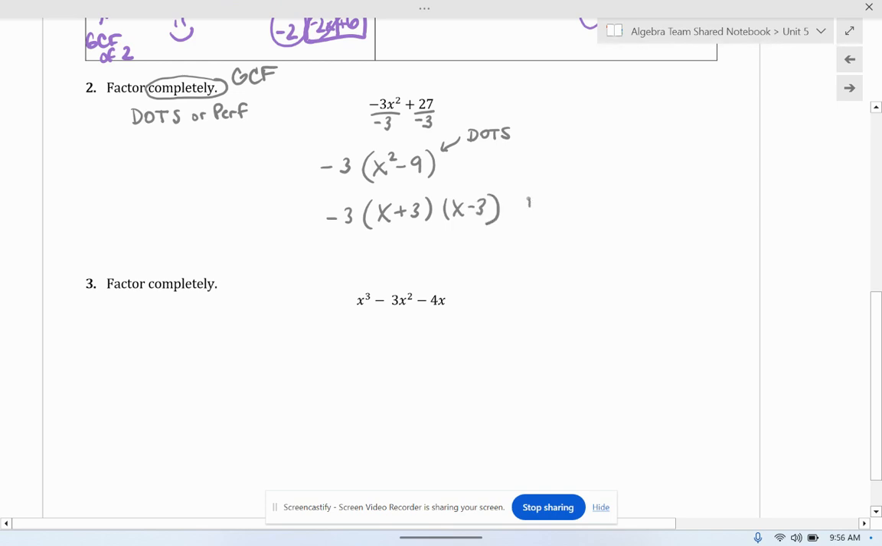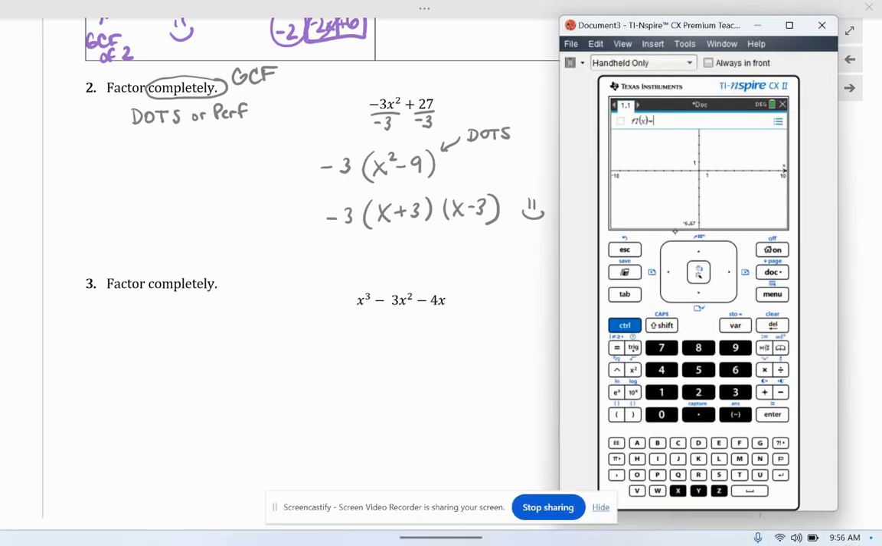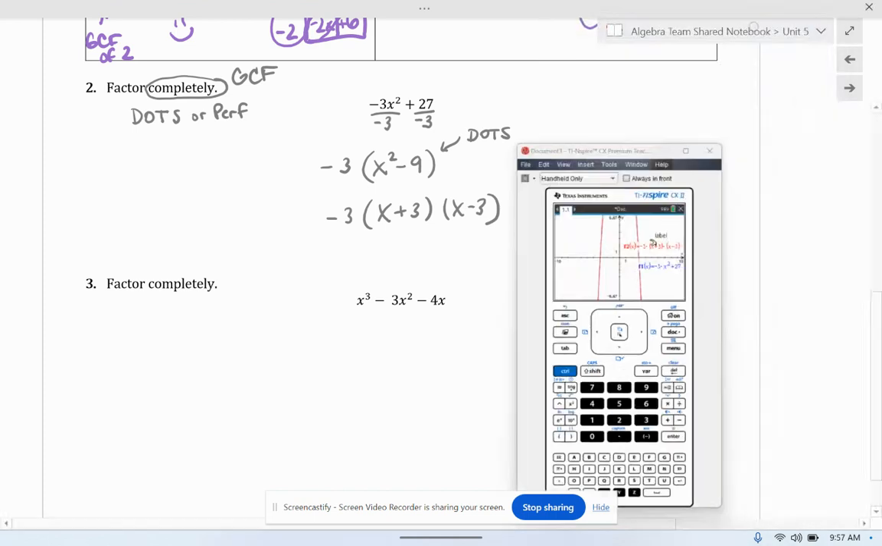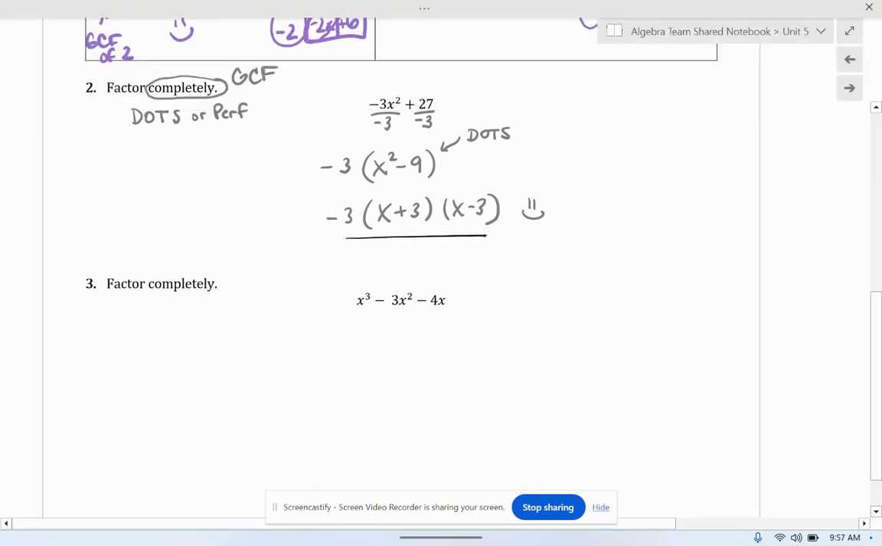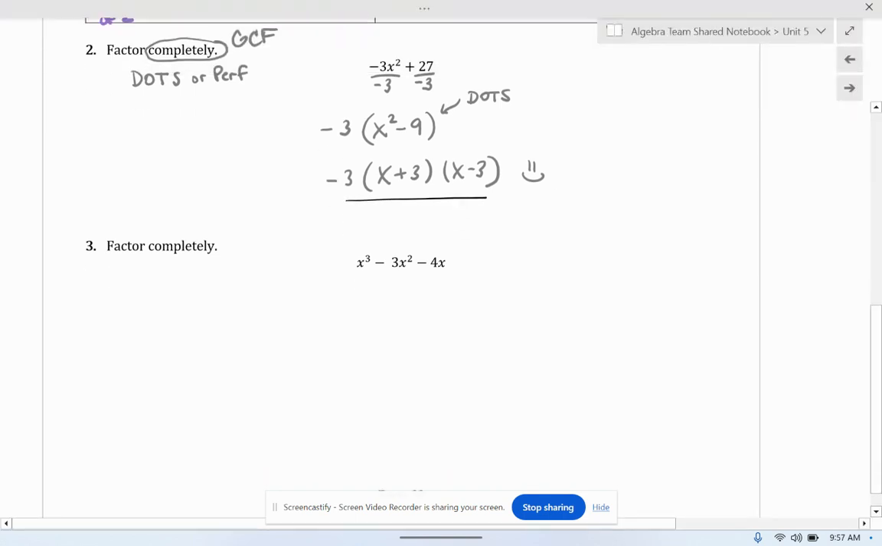He's factored completely. The way you can check and see if you factored completely correctly is you can graph the original. So that's the typed one, right? Negative 3x squared plus 27, graph him. And then right on top of that, add your factored version. So I've got negative 3 times x plus 3 times x minus 3. And yep, they are the same. They are right on top of each other. They're the same function. I graphed it correctly. I have factored completely.